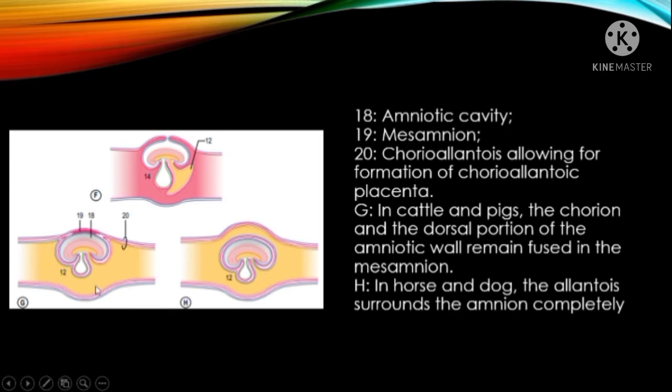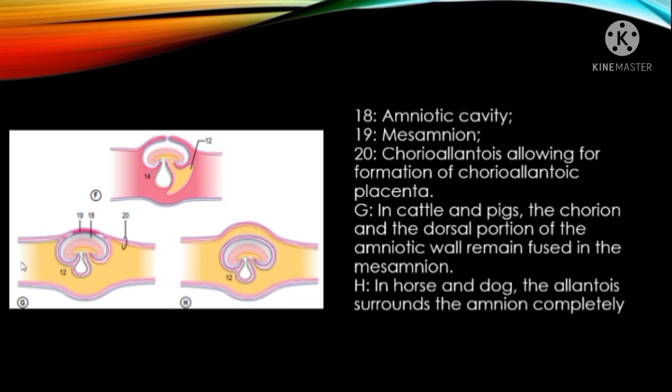And in G, as you can see, the amniotic cavity has already formed, and there is also the mesamnion. And as you can see, it is surrounded by the allantois. And in this part where the allantois comes in contact with the chorion is what leads to the formation of the chorioallantoic placenta.